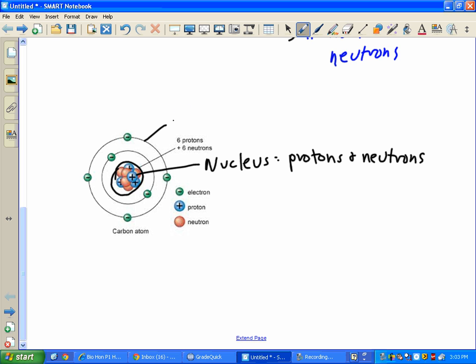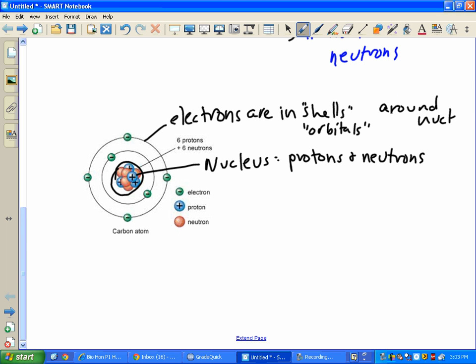Okay, so electrons, we call them shells, as you can see, or sometimes orbits or orbitals. So they're in these shells around the nucleus. Okay, we'll get to the arrangement of those shells a little bit later. But for now, you just need to know an atom is made up of neutrons and protons on the inside in the nucleus. Floating around are the electrons. You need to know that protons are positive, neutrons are no charge, and electrons are negative.